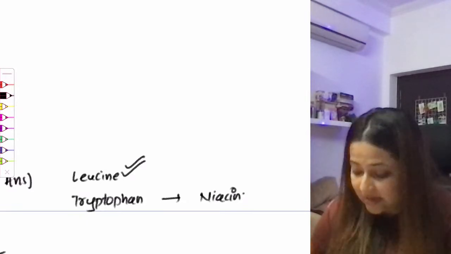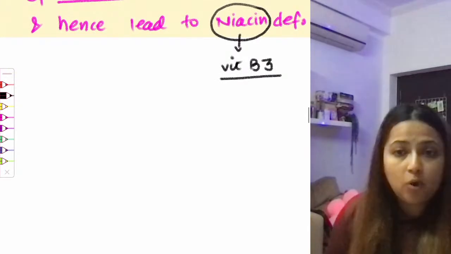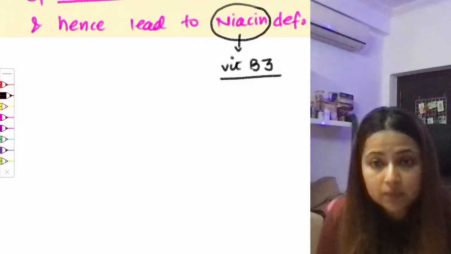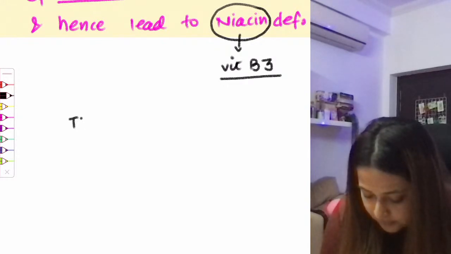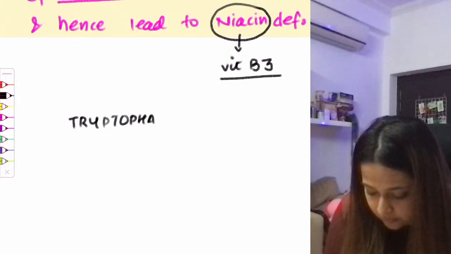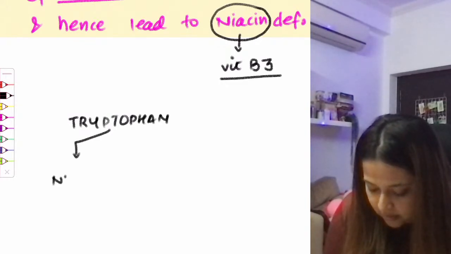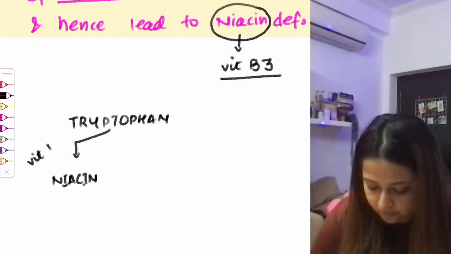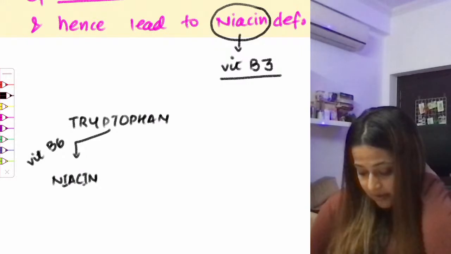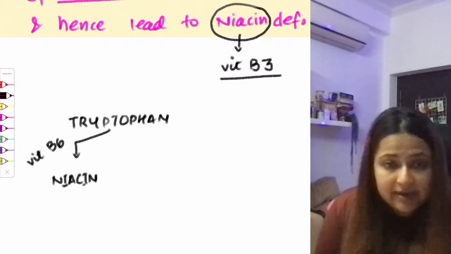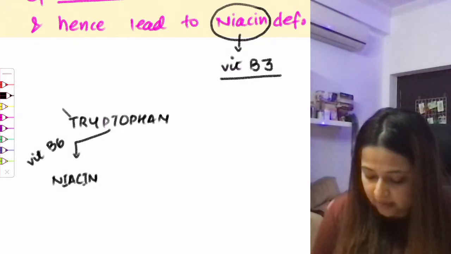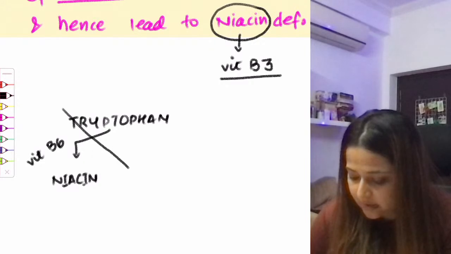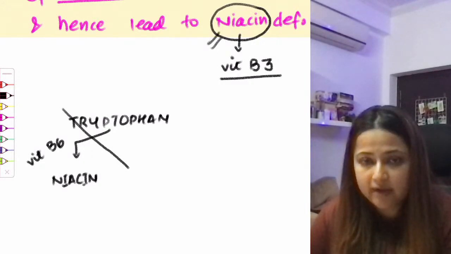Now, what leucine does is, leucine inhibits the conversion of DASH to DASH. So there is a very important concept here. What is the precursor of niacin? The answer to this question is that the precursor of niacin is tryptophan. So we have tryptophan. Tryptophan is converted to niacin. It requires vitamin B6 as a cofactor. Now, the leucine that is contained inside the maize inhibits this conversion of tryptophan to niacin. So if leucine is interfering in this step, obviously the patient will land up having niacin deficiency or vitamin B3 deficiency.